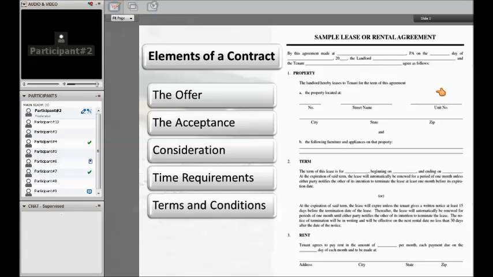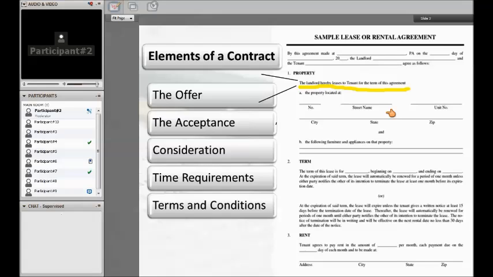Where do you think the offer is in this contract? Where would you think the acceptance would be? Yep, the offer is going to be the property that the landlord is offering. He's saying that this property right here, I'm going to offer it to you for so much money.